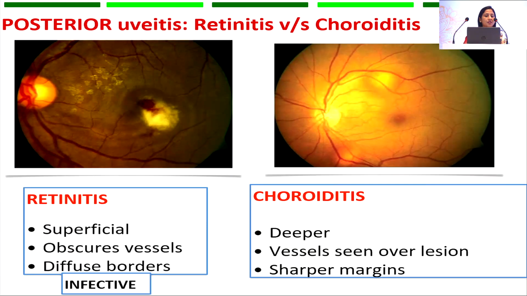The second differentiation is between retinitis and choroiditis, because retinitis would be more superficial. It would be obscuring the underlying vessels. They can be hemorrhage associated. While choroiditis would be deeper, and the margins would be relatively sharper. Why do we need to differentiate? Because retinitis is usually infective, and you need to give specific antimicrobial therapy for that. While in choroiditis, if you have some experience with uveitis, you can go ahead with steroids and immunomodulation.